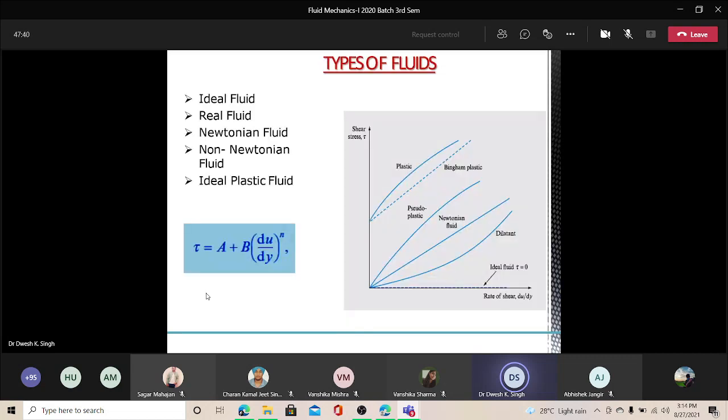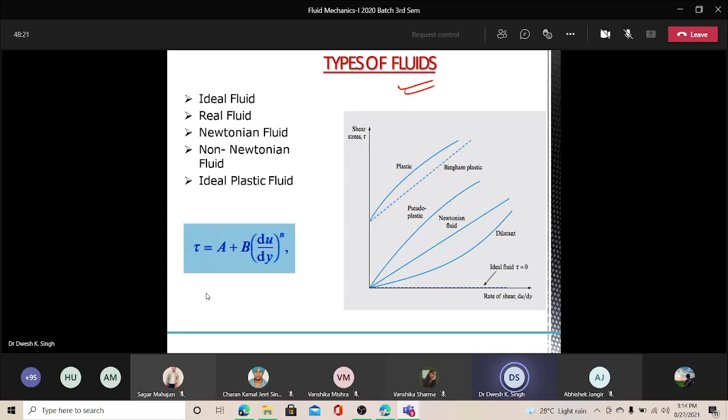Now comes this very important topic, the types of fluid. Okay, we can complete this topic. Basically we have different types of fluid, a category of fluid, and that category depends on their behavior with respect to time and rate of shear, in terms of viscosity or rate of shear, how they behave under different conditions.